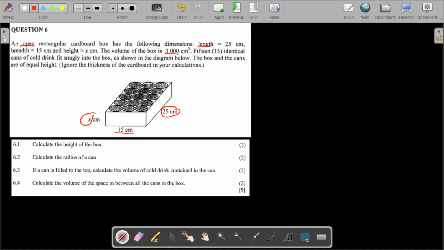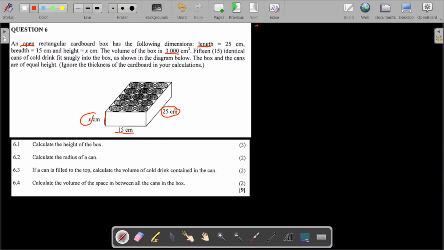So the things you are seeing at the top are the tops of the cold drinks inside the box. The box and the cans are of equal height, so the height of the box is the same as the cans inside it. That is very important. They are also saying to ignore the thickness of the cardboard in your calculations.